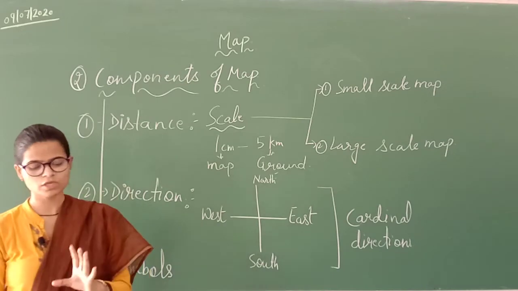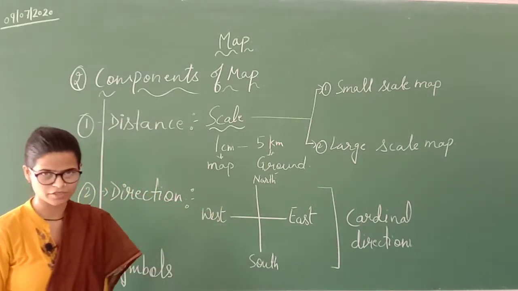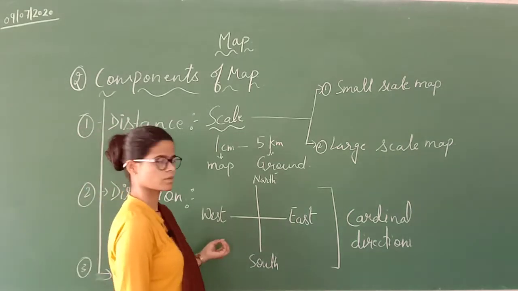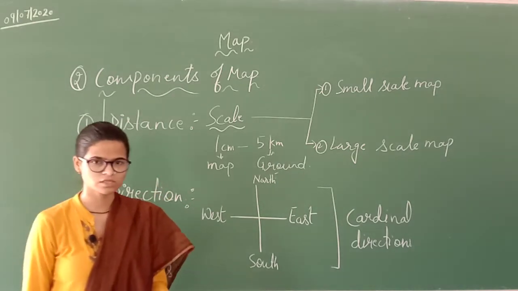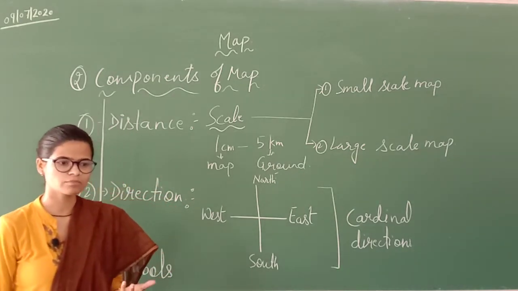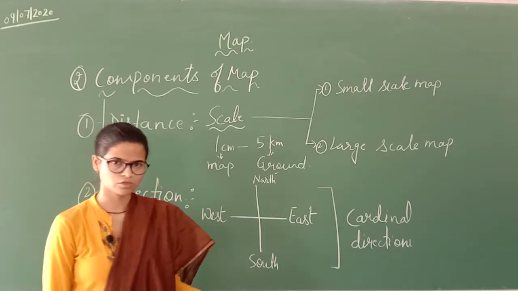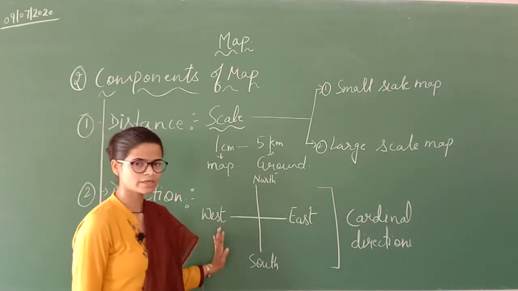If we want to find a place on a map, how will we do it? We will use a compass. In that compass we have these four directions which denote the place. For example, if Jammu Kashmir is there, how will we come to know whether Jammu Kashmir is in the west or in the east? We will learn that with the help of these four directions.